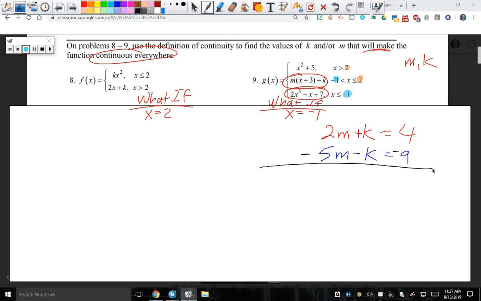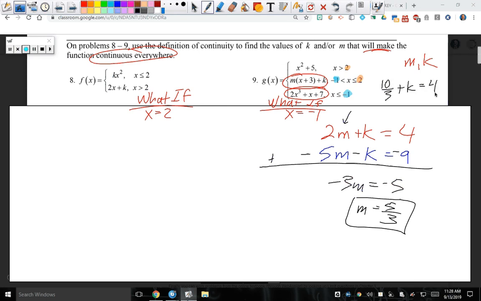So now when I add these, I'll get negative 3m is equal to negative 5, so m is equal to 5/3. We can still use substitution. Now that you have 5/3, you can plug that in and say 10/3 plus k is equal to 4. 4 is the same as 12/3. Subtracting 10/3, k is 2/3. We know the answers already, but these are little pieces of the proof.